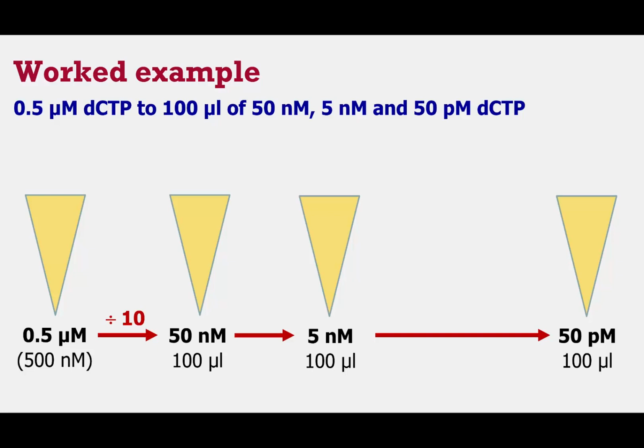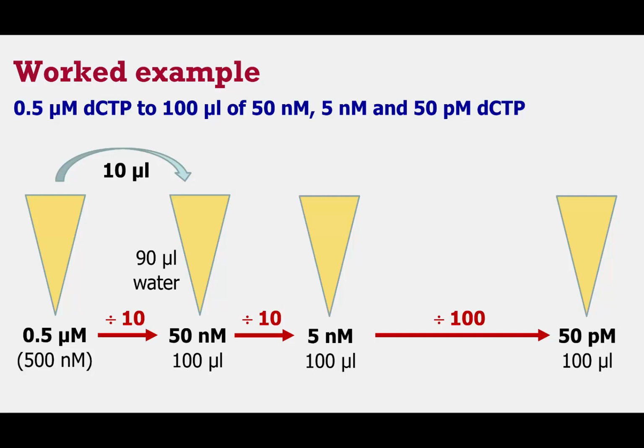In that first transition, you're dividing by 10, it's a tenfold dilution. That's true for the second step as well. And for the third step, that's then a 100-fold dilution. Now, if we want to end up with 100 microliters of 50 nanomolar solution, and it's a tenfold dilution, we are therefore transferring 10 microliters of our stock and adding it into 90 microliters of water.